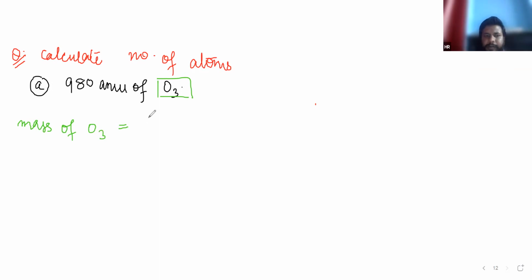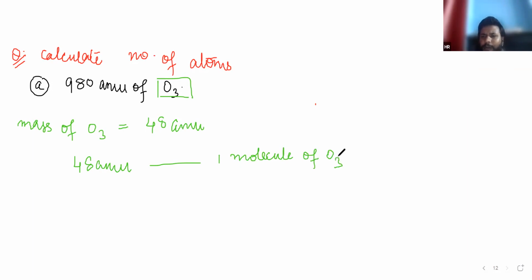Very good, 48. What does it mean? 48 AMU will be one molecule of O3. Will it be or not? Now, for the unitary method, 1/48 molecule of O3. Now we have to calculate it in 980 AMU.